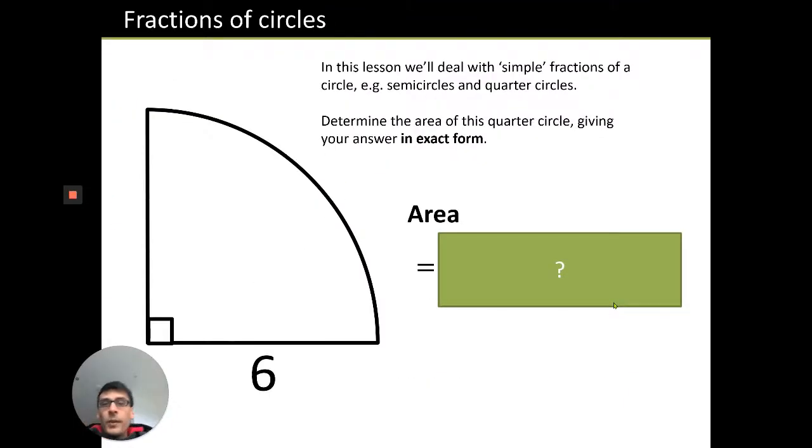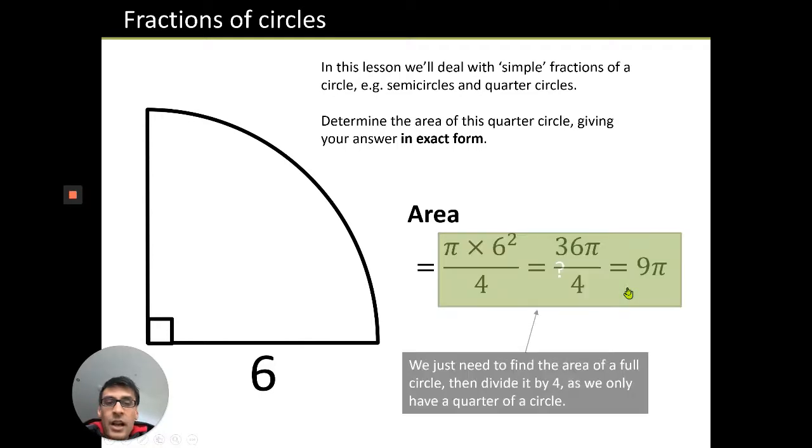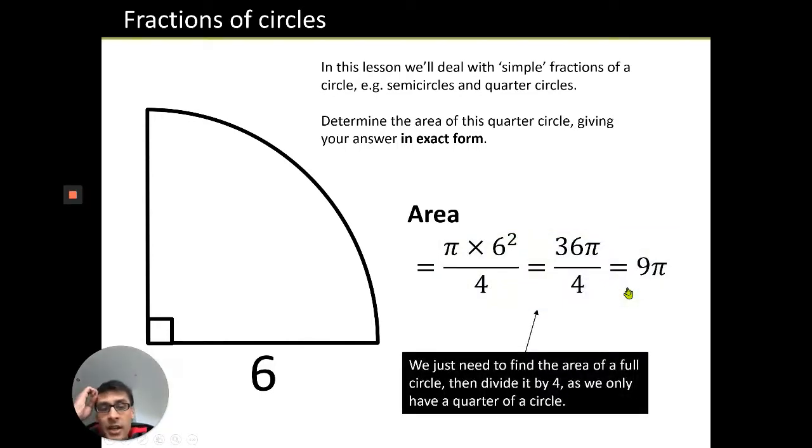So let's deal with simple fractions of a circle. In this case, you can see it's a quarter of a circle. To work out the area of this sector, you just do the area of the full circle and then divide it by 4. So pi r squared, so pi times 6 squared, and then divide it by 4, and you get 9 pi.